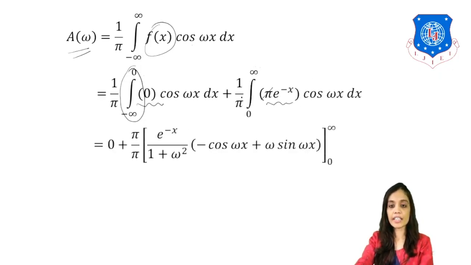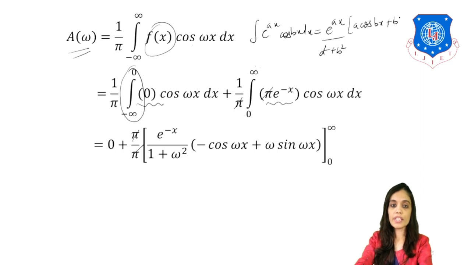Now this π will get cancelled out. So we have to now apply the formula of integral of e^(ax) cos bx dx, which is equal to e^(ax)/(a² + b²) [a cos bx + b sin bx]. So here, comparing, the value of a is -1 and b is ω. If we put these two values, we will get the answer as e^(-x)/(1 + ω²) [-cos ωx + ω sin ωx], and your limits are 0 to infinity.